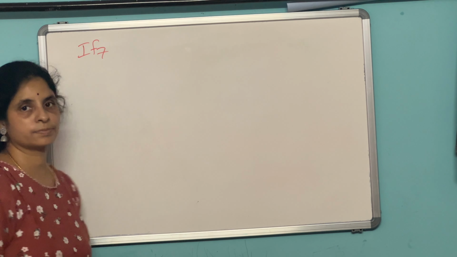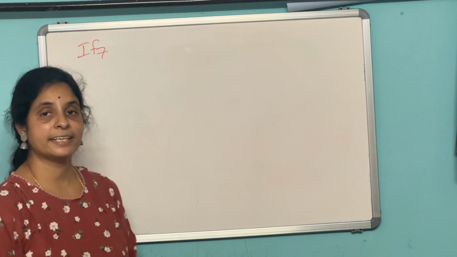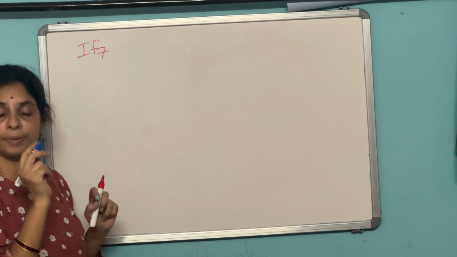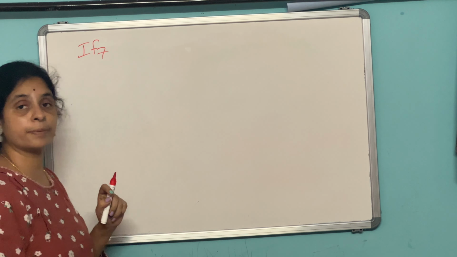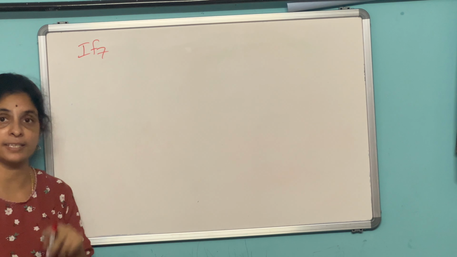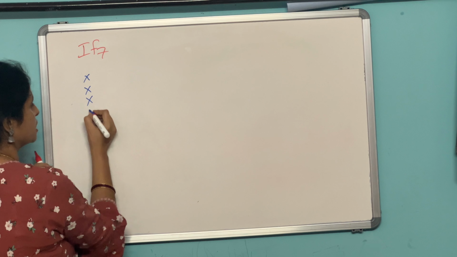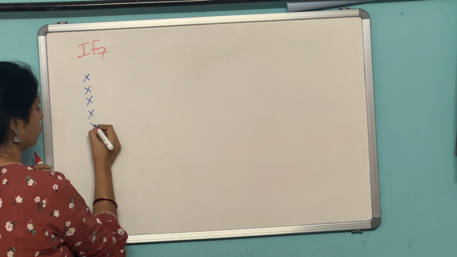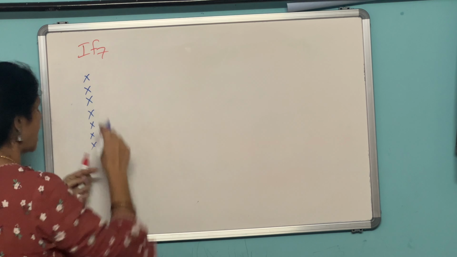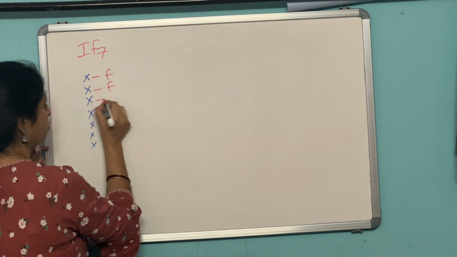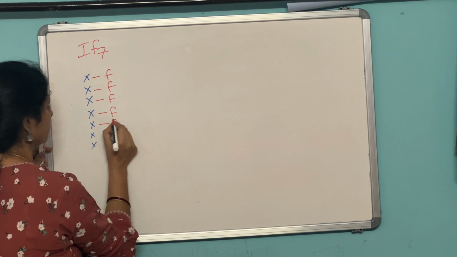IF7, an interhalogen compound. Here iodine belongs to which group? Fluorine cannot be a central atom, and the central atom should be least in number. Here it belongs to the 7th group. So 7 cross marks, 1, 2, 3, 4, 5, 6, 7 cross marks, and 7 fluorine atoms. So we attach one fluorine atom to each cross mark.